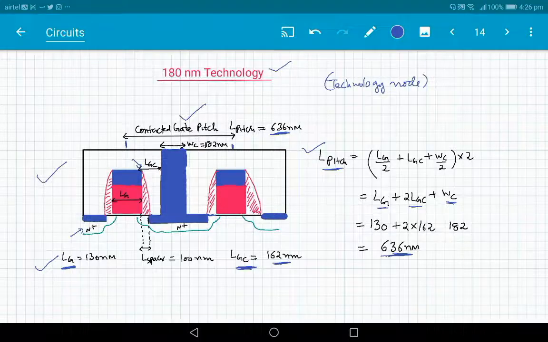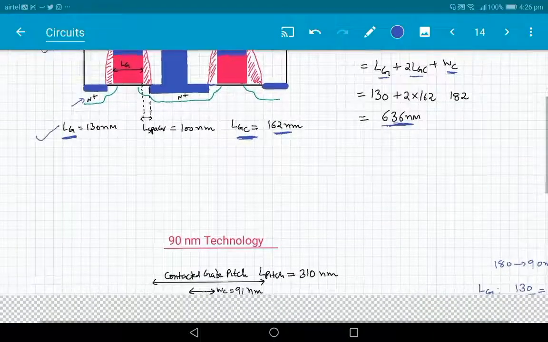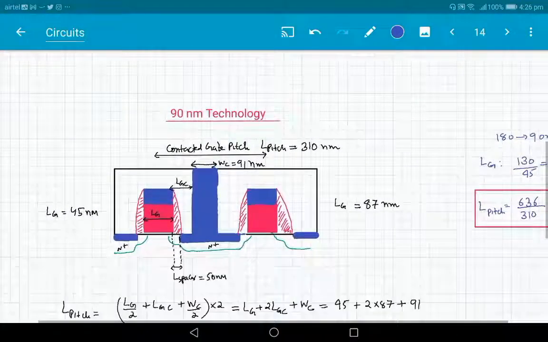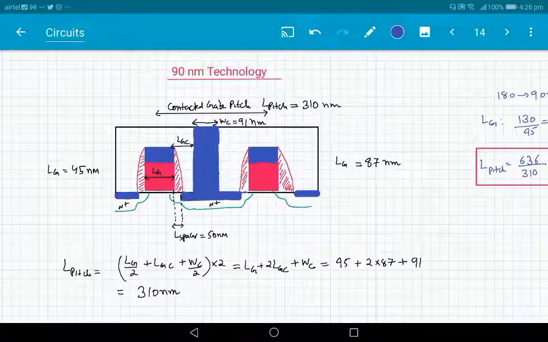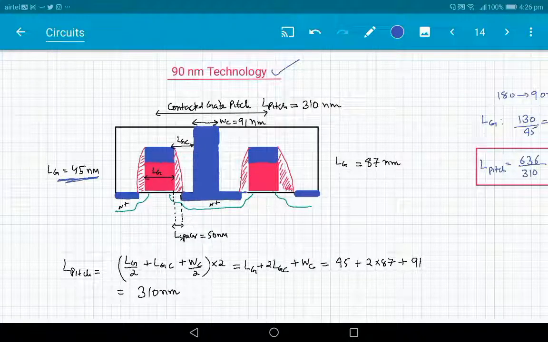Now let's go to 90 nanometer technology. Let's look at these numbers from 90 nanometer technology here. When we go to 90 nanometer technology, note that even though we are calling it 90 nanometer technology, the gate length is only 45 nanometer. It's almost half of that here, 45 nanometer. And the contacted gate pitch is 310 nanometer here.